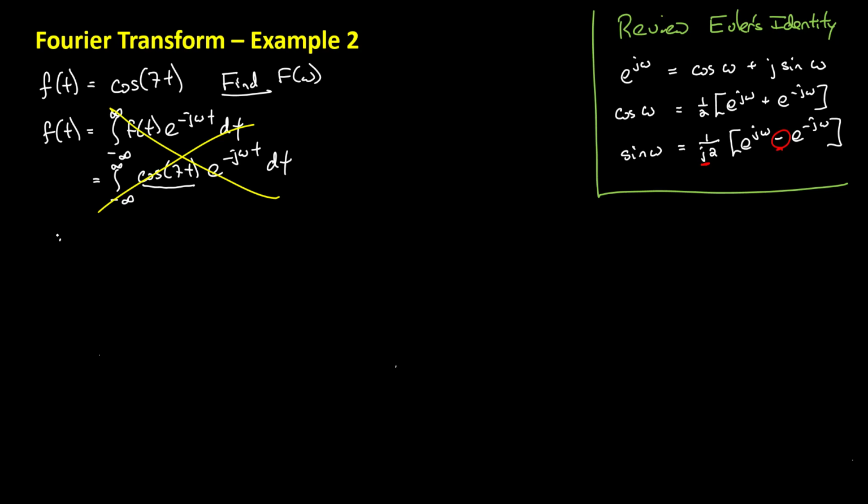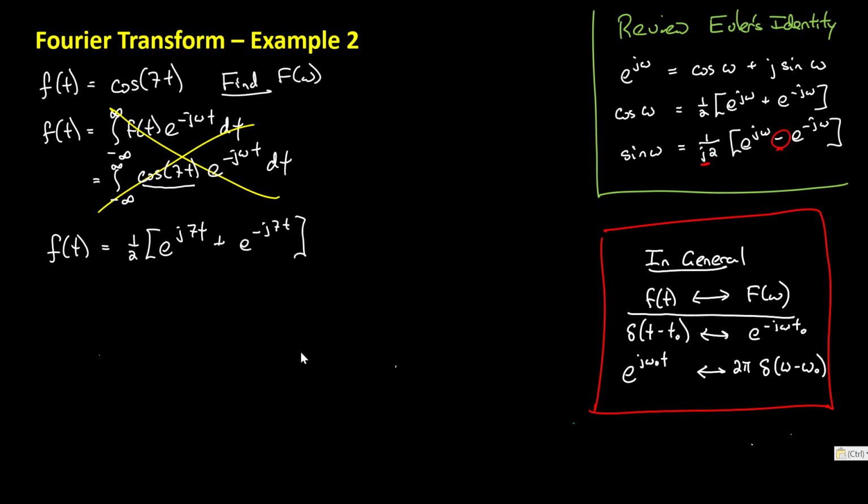Instead, just realize that because Euler says f of t is equal to 1/2, let's see, cosine of 7t, we'll plug in, every time I see omega, I'll write in 7t. And so we say that's equal to e to the j 7t plus e to the minus j 7t. Because Euler says this, and because in the last example we derived these relationships, now we can just read it right off from this bottom one.